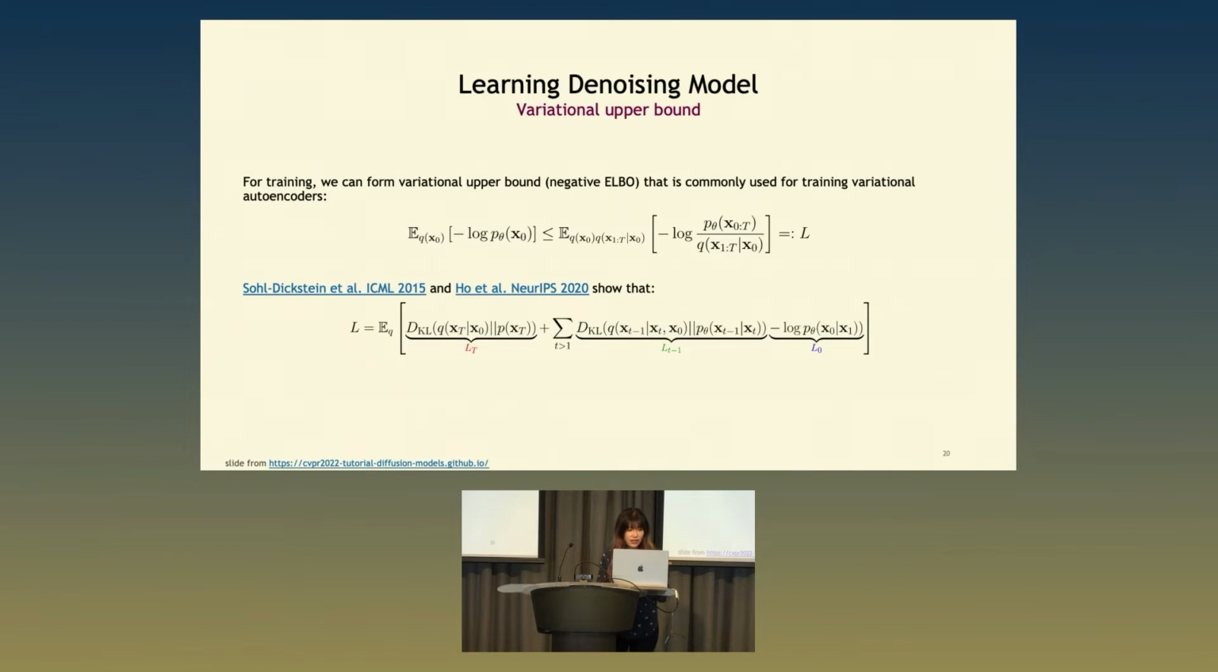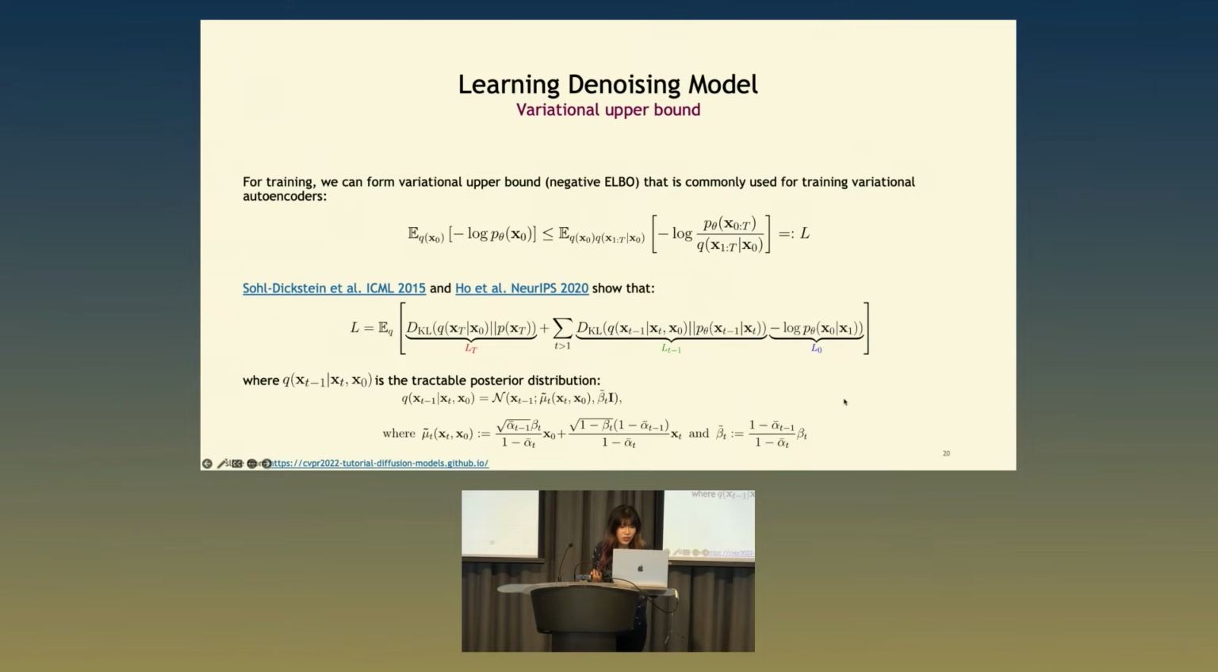If we take a closer look at this objective, the first term corresponds to the distribution of the noisiest image and the prior distribution of x_T, which is essentially a Gaussian distribution. So if we assume that our forward process goes to something that is close enough to the pure Gaussian distribution, then we can basically ignore the first term. And the last term is basically the log probability of the clean sample given the first noisy sample. So this is usually parameterized or predefined by something that doesn't contain learnable parameters. So the only thing we need to care about is the second term.